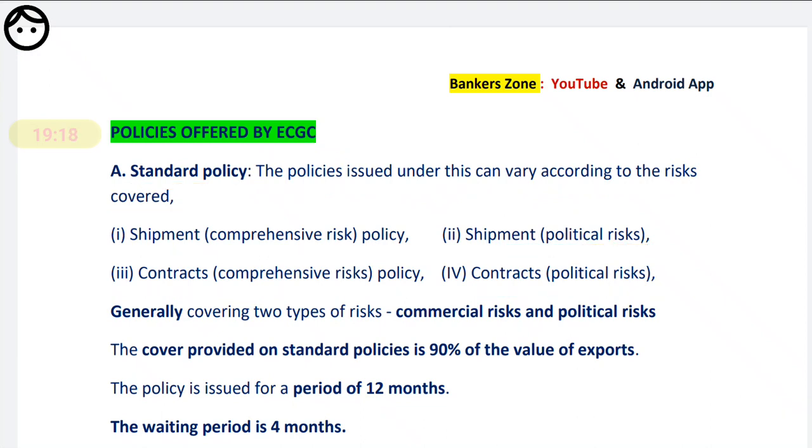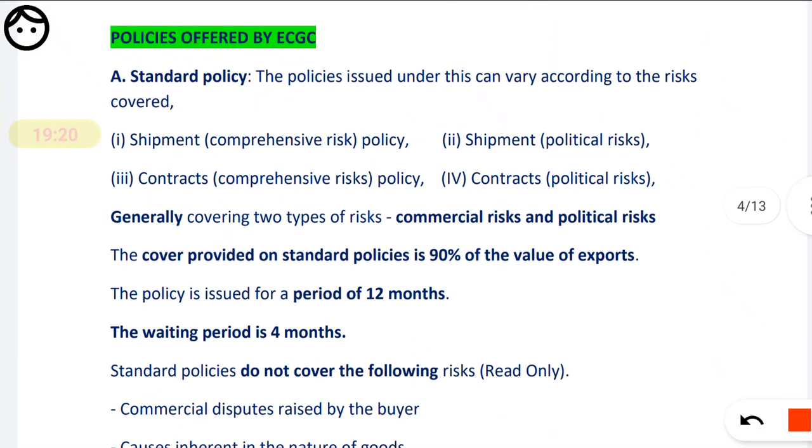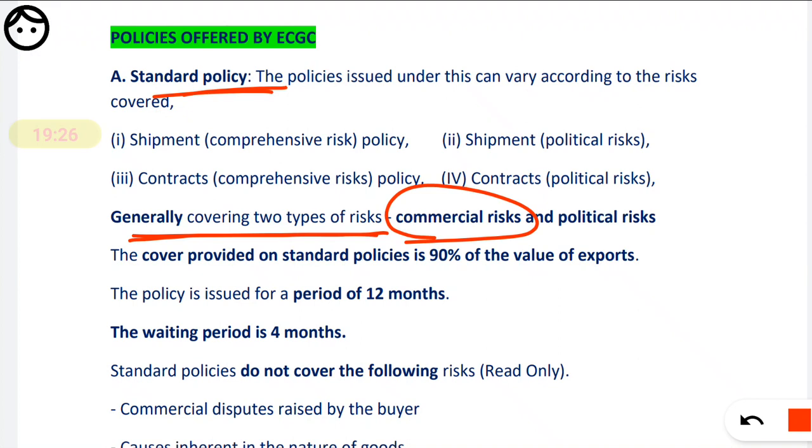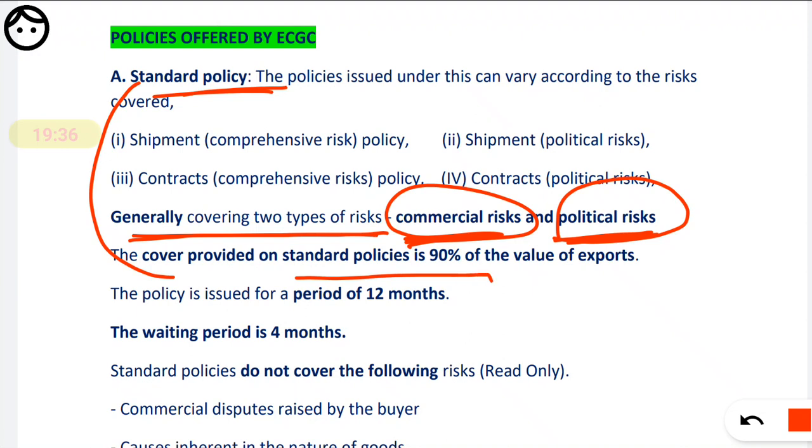And what you have to remember here is that the standard policy generally covers two types of risk. First is the commercial risk and second is the political risk. And remember, in a standard policy, the cover is only 90% of the value of the export.